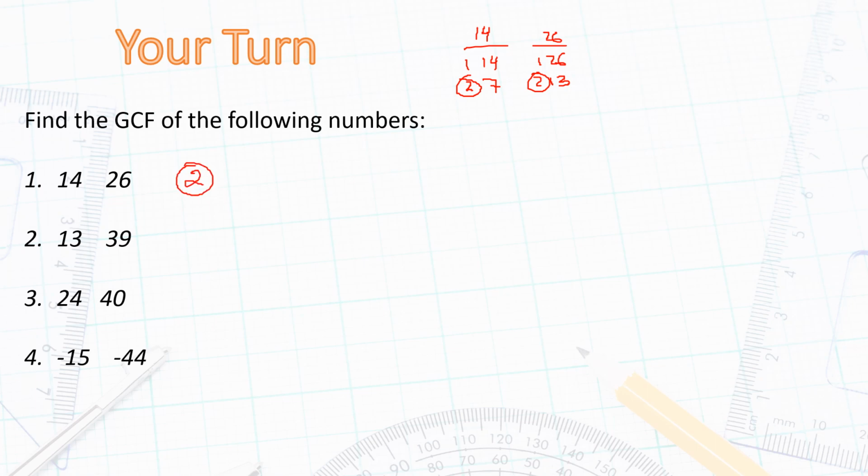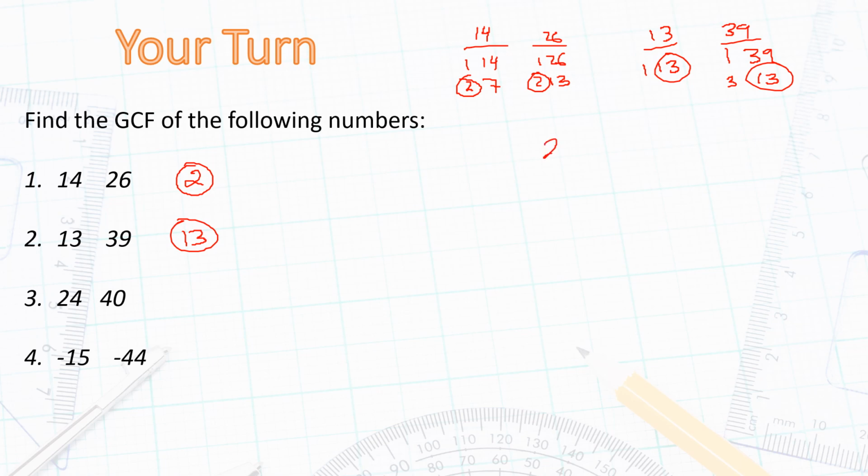13 and 39. So we got 13 and 39, 1 and 13. That's it, because 13 is a prime number. 1 and 39, and 3 and 13. So 13 is common to both. 13 is my greatest common factor.